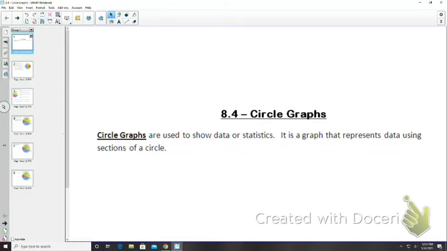All right, for today's video lesson, we're going to go over topic 8.4, and these are circle graphs, okay? So circle graphs are generally used to show data or statistics, and it is a graph that represents data using sections of a circle. We briefly introduced circle graphs when we were doing the Skittles probability experiment, right? So this should not be completely new to you guys. All right, so let's get into it.